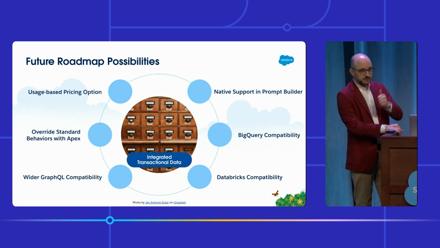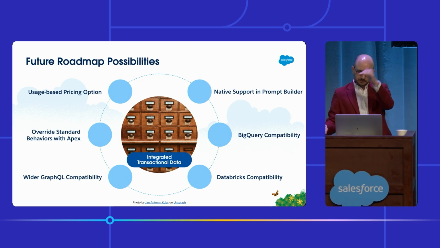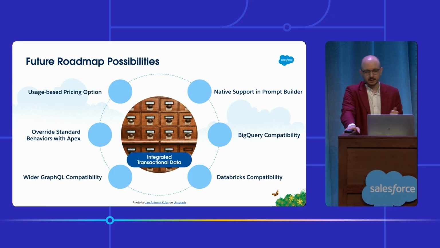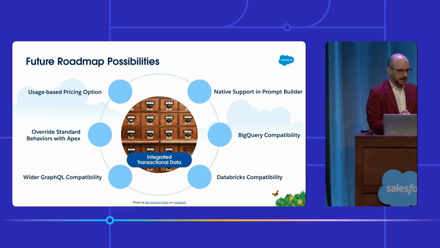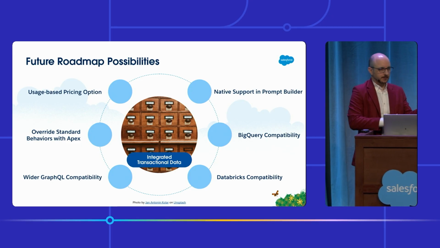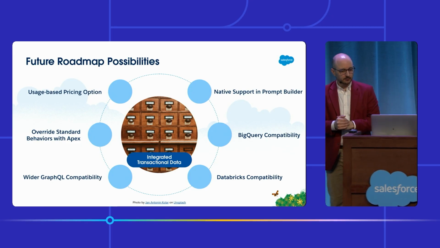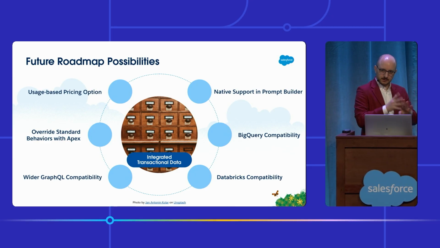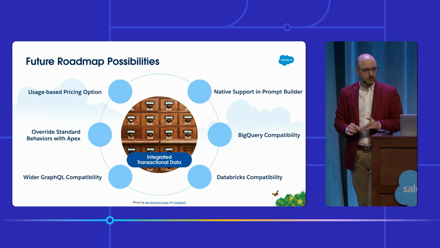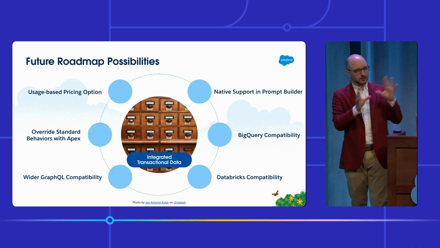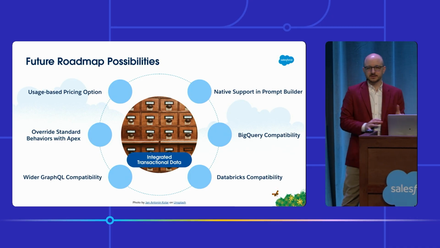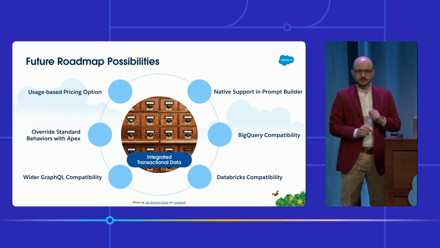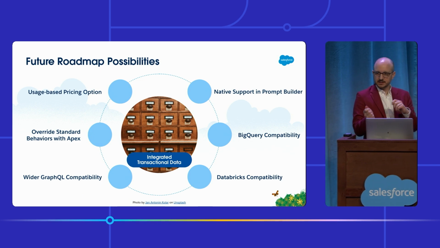Outside of just AI and prompts, we want to put out there that this is where we're thinking about heading with the external object Salesforce capability. Opening up a usage-based pricing option, since some folks have pricing issues that maybe that could help overcome. Thinking about BigQuery and Databricks. Since you're developers, I'll call out overriding standard behaviors with Apex. You can code your own entire adapter in Apex if you like, but you may just want to intercept one part of it. That would help solve some problems that we've seen folks have, so we're interested in that as well.